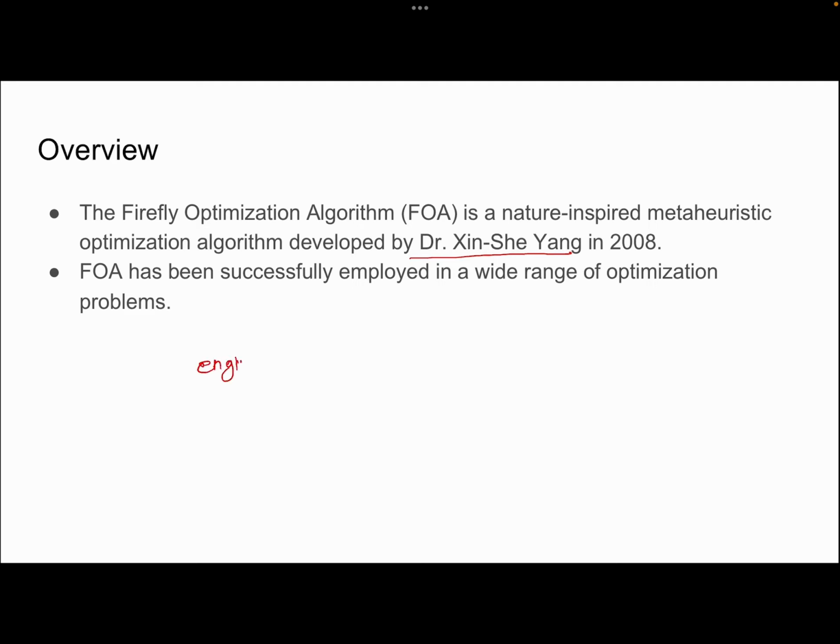engineering design, function optimization, and the most interesting domain, that is machine learning.